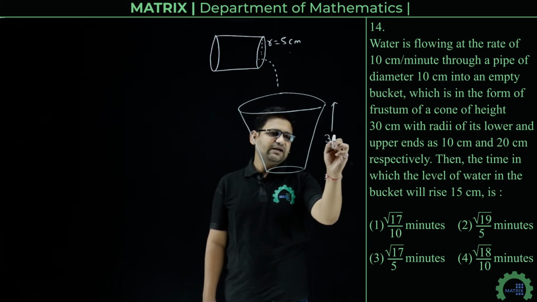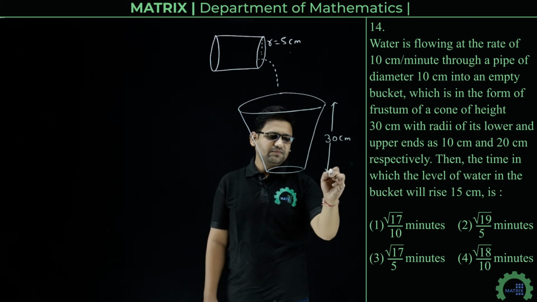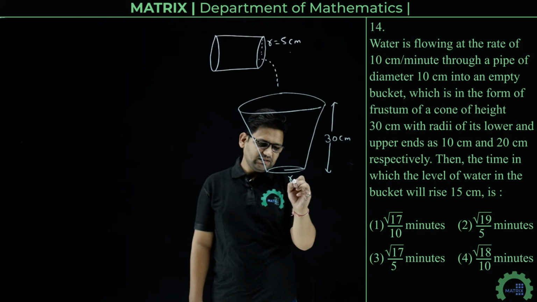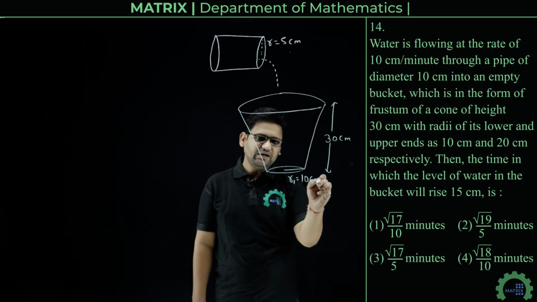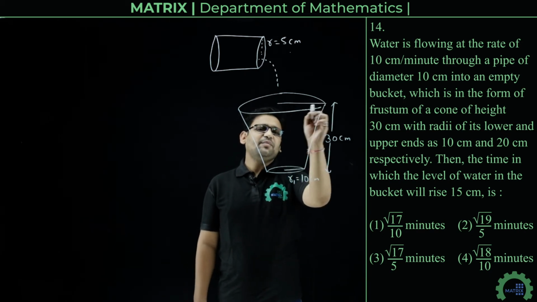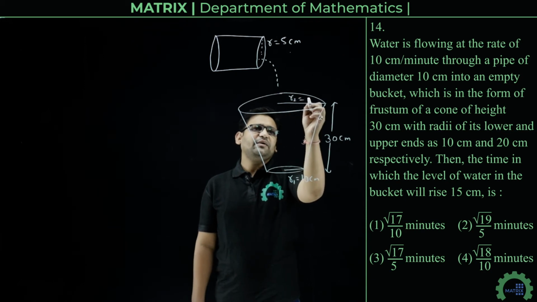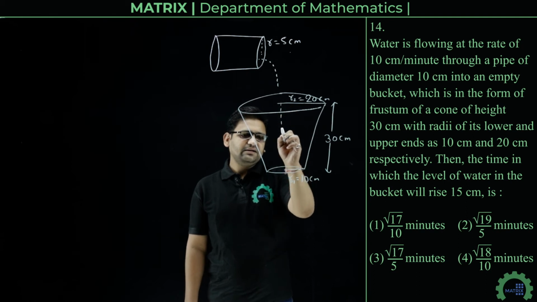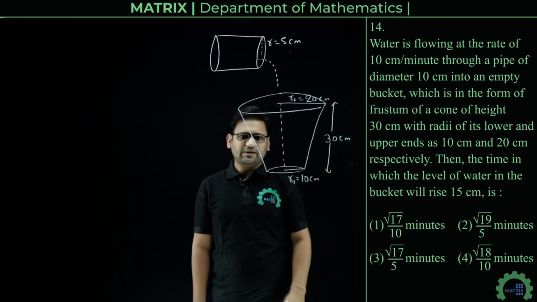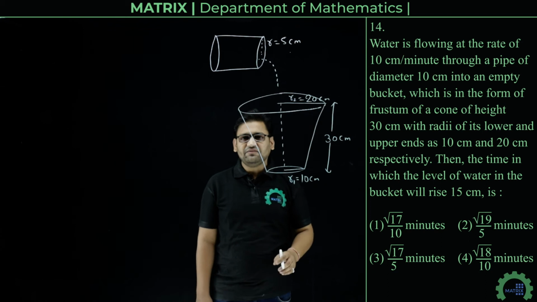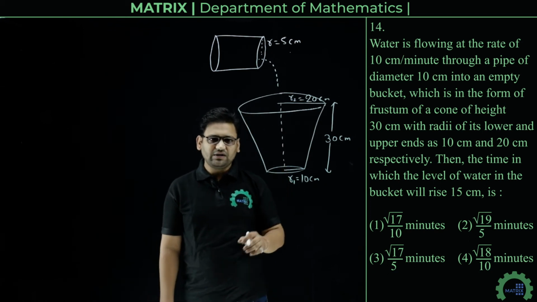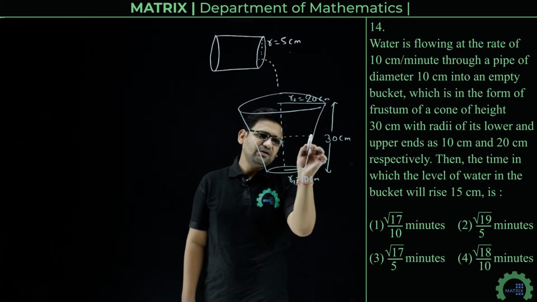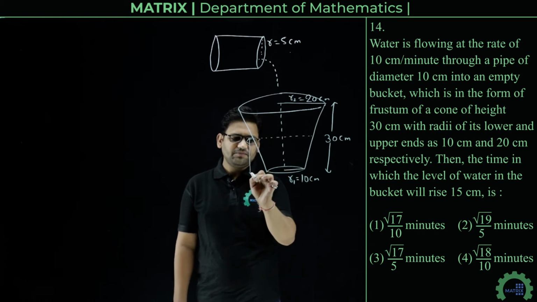This height is 30 centimeter, and the radius of its lower end is 10 centimeter. Let's say this is R1, which is 10 centimeter, and the radius of the upper end is 20 centimeter, that is R2 equals 20 centimeter, and this height is 30 centimeter. Now we need to find the time in which the height of the water will rise 15 centimeter. So let's say this is the height 15 centimeter.